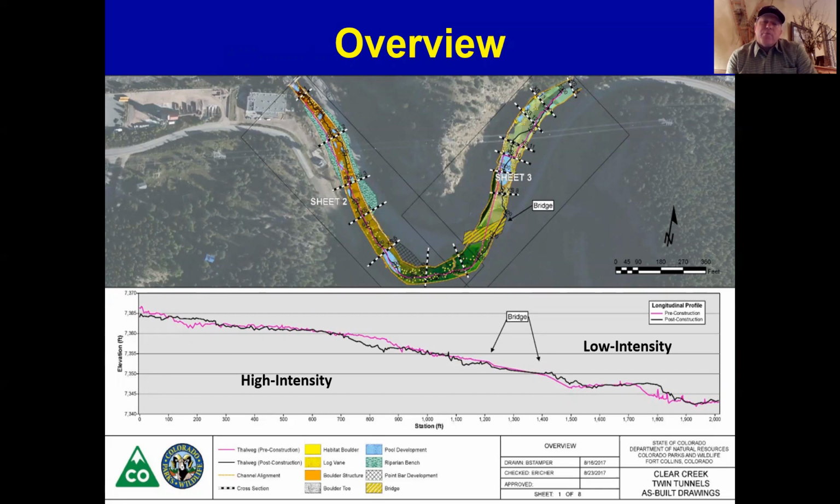So downstream of this bridge, you notice about 2/3 of the way downstream of the reach, it says bridge there. That was where we demarcated the division between a low intensity reach, as we call it, and the high intensity reach. And I'll describe what that means.